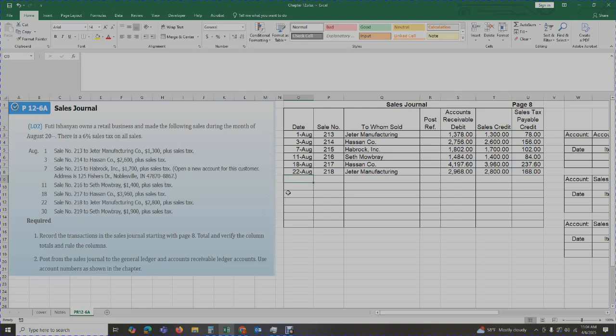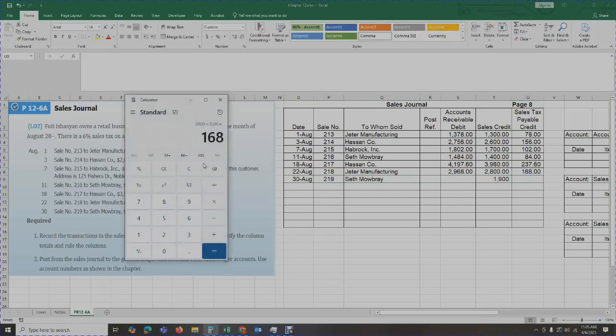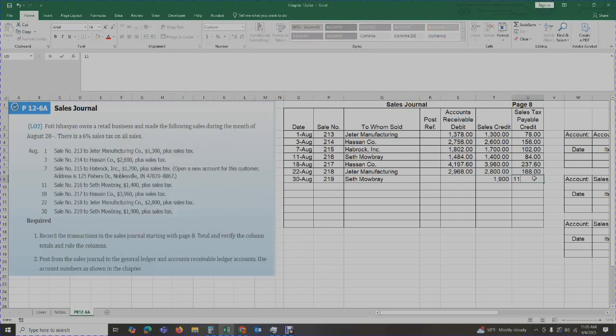The last sale that we have is on August the 30th. August the 30th, we have sale number 219, to Seth Mowbray. The sale amount is $1,900. We're going to calculate the taxes. 1,900 times 6% gives me $114.